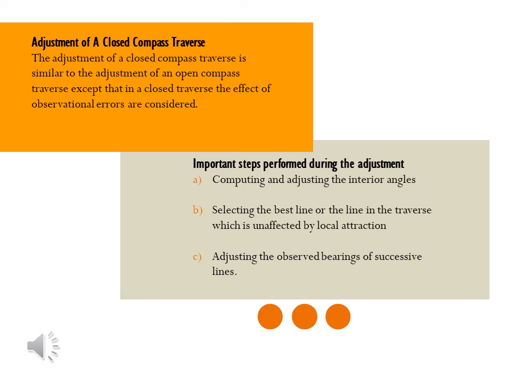Adjustment of a closed compass traverse. The adjustment of a closed compass traverse is similar to the adjustment of an open compass traverse, except that in a closed traverse, the effect of observational errors is considered. Important steps performed during the adjustment. First is computing and adjusting the interior angle. Second is selecting the best line in the traverse which is unaffected by local attraction. And third is adjusting the observed bearing of successive lines.